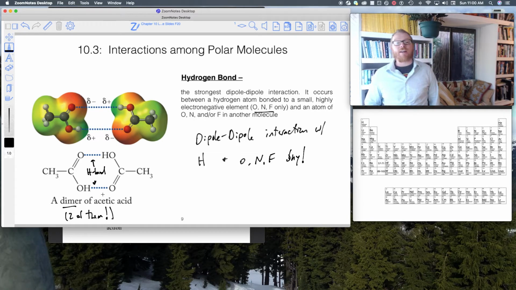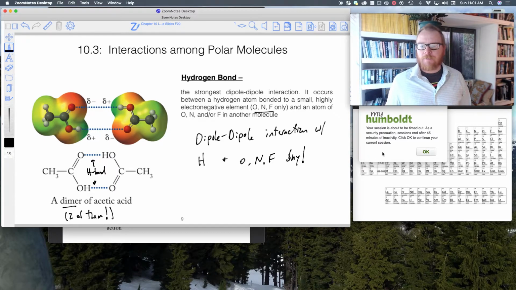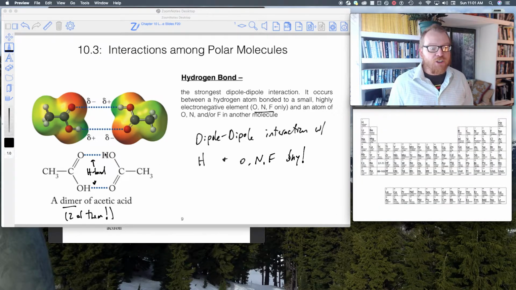And as it turns out, it's quite strong. It's incredibly strong. But it's also important to note that this is hydrogen with only oxygen, nitrogen, or fluorine. So you can't make a hydrogen bond with hydrogen and carbon, or hydrogen and phosphorus. It's really only observed in oxygen, nitrogen, fluorine only.